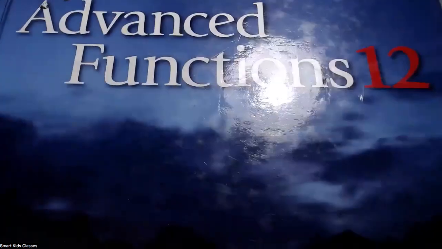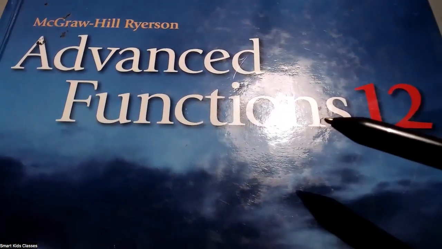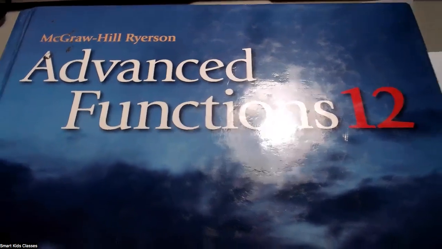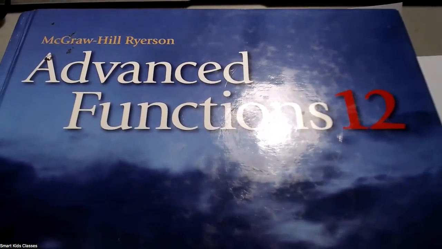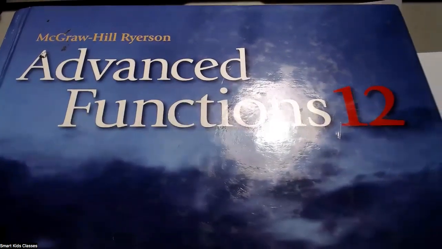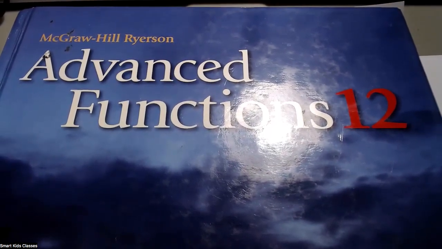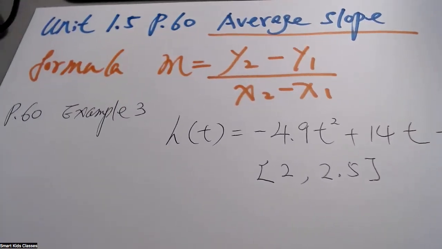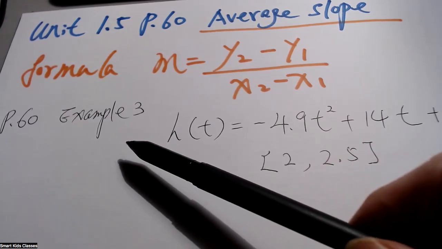And today, I'm going to teach you the grade 12 advanced function. The textbook is Ryerson. So if you have the same textbook, please open to unit 1.5. I'm going to teach you how to find average slope and instantaneous slope. In the textbook, page 60, example 3.